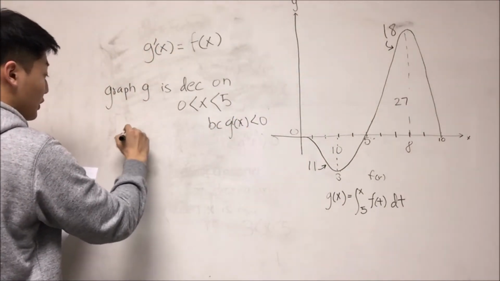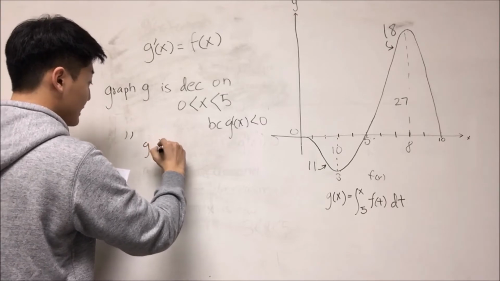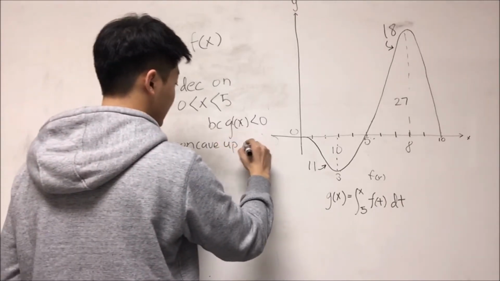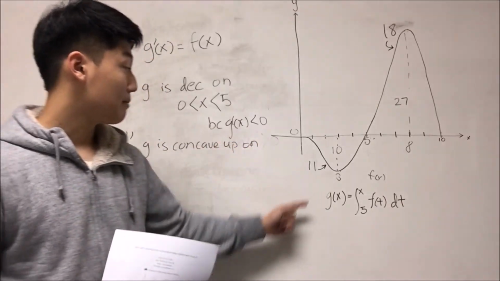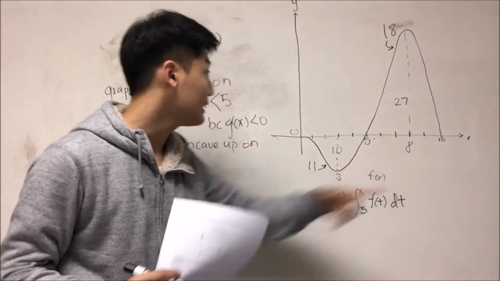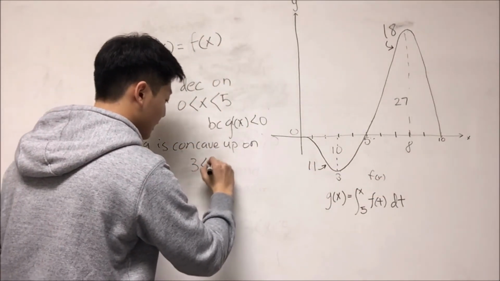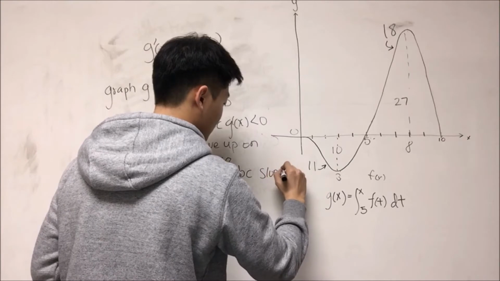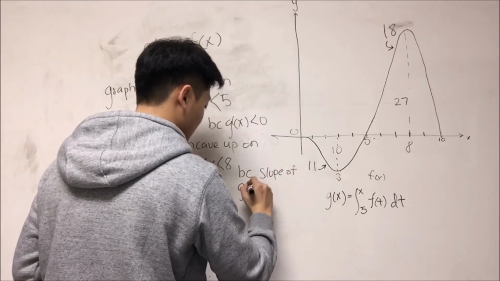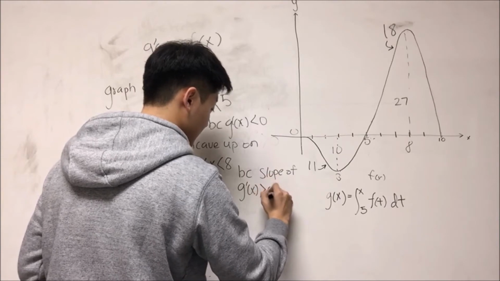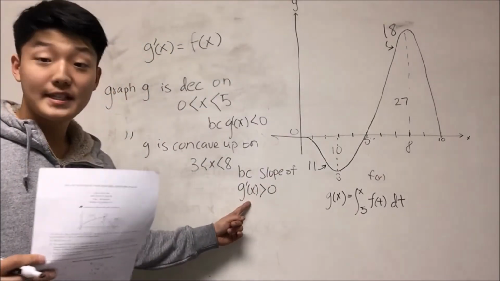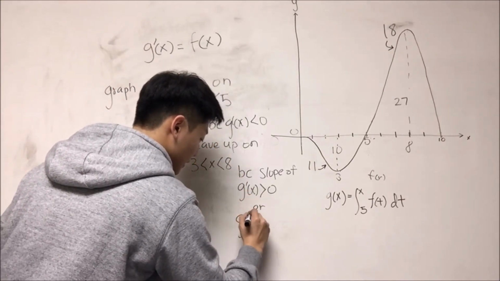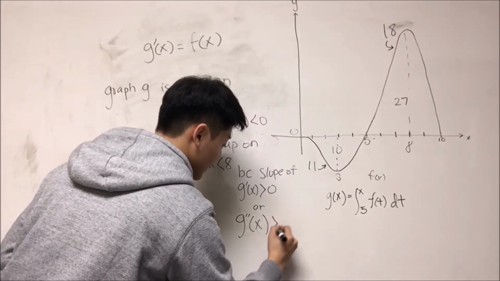So we can say the graph of g is concave up on, like I said, because the slope of g prime x is increasing between 3 and 8, it'll be 3 to 8, because the slope of g prime x is greater than 0. However, we can restate this as, I'll just say or, g double prime x is greater than 0.